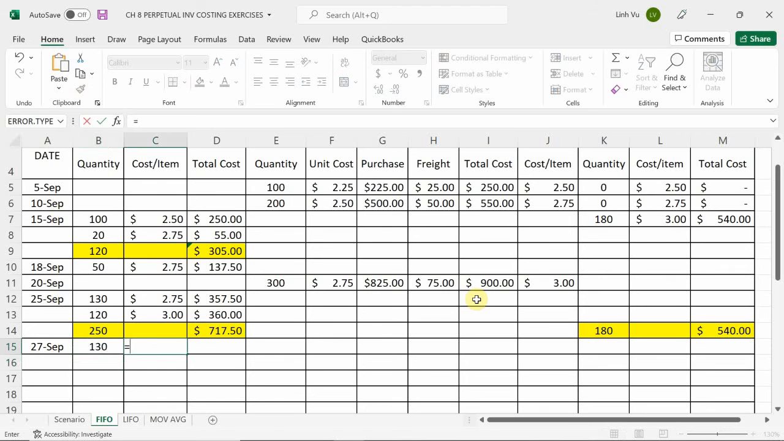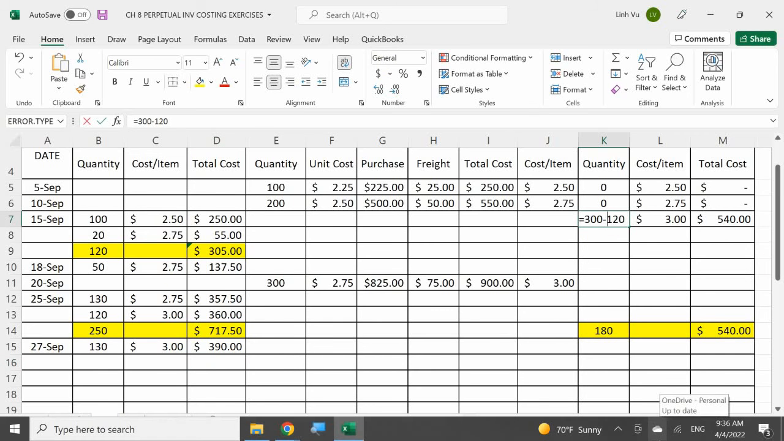Now, in this case, we only have one batch of inventory left. What's its cost per item? $3, right? So if it's going to cost me $3 for every item I sell, what's my grand total cost of goods sold if I sold 130 units at $3 each? $390. So now all I've got to do is update, right?